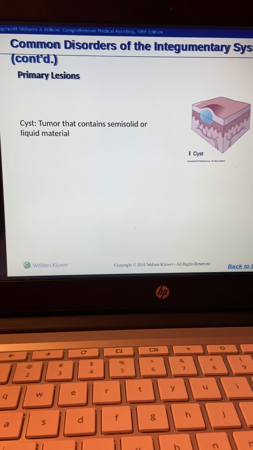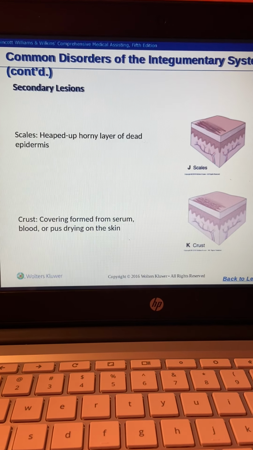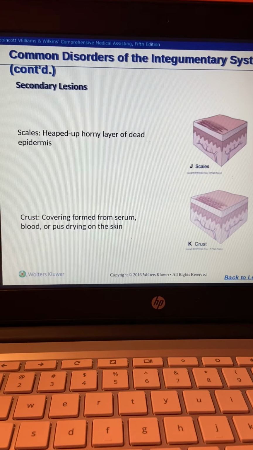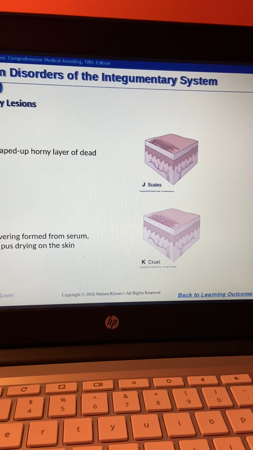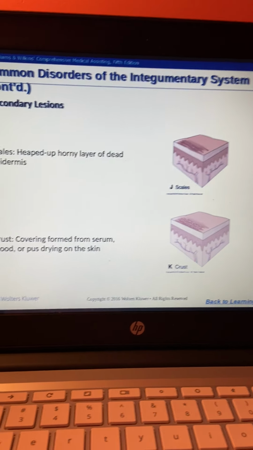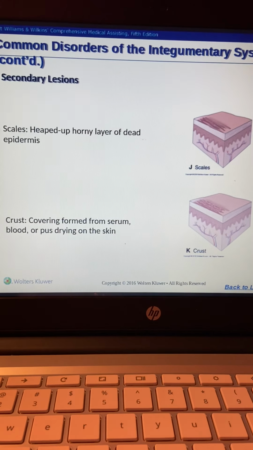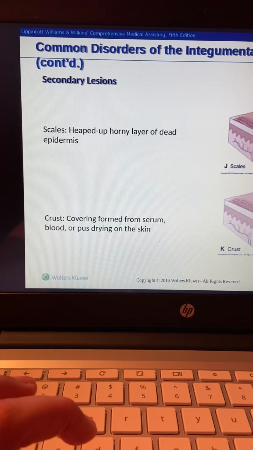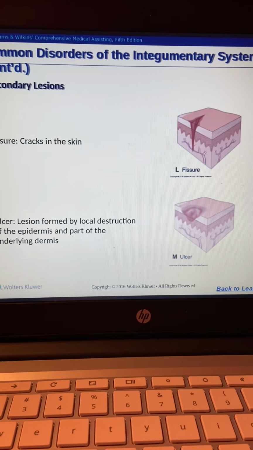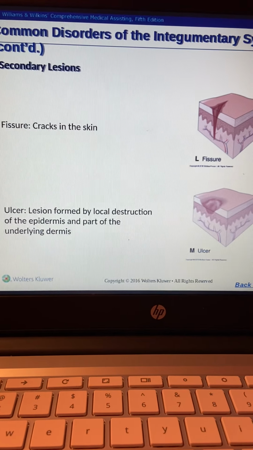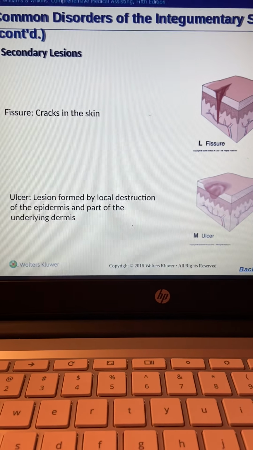A cyst is a tumor that contains a semi-solid or liquid material. Your secondary lesions are scales, a heaped up horny layer of dead epidermis. And then you have crust, which is the covering formed from serum, blood, or pus drying on the skin. Fissure. A fissure is a crack in the skin. An ulcer is a lesion formed by local destruction of the epidermis and part of the underlying dermis.